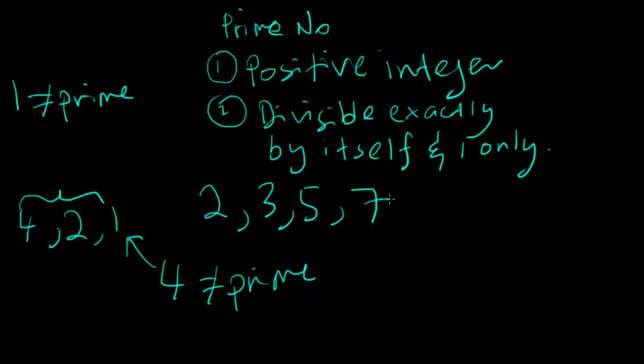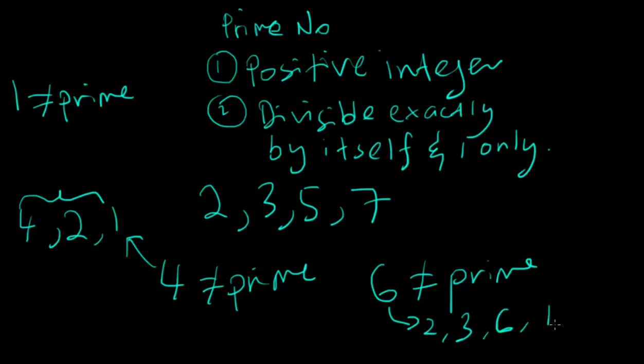followed by 7. Now again, the number 6 is not considered prime, because the number 6 can be divided exactly by 2, by 3, by 6, and also by 1. So there are 4 different factors of the number 6. So this does not satisfy the prime number criteria. So 2, 3, 5, 7, all of these that I'm writing down here are known as prime numbers. Okay, 2, 3, 5, 7. The next ones will be 11, 13, and so on.